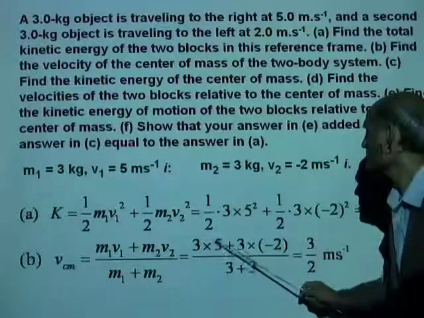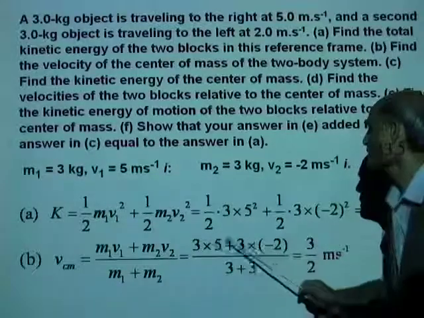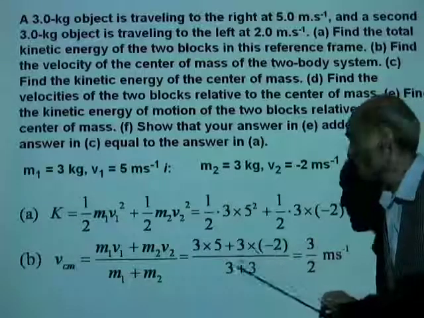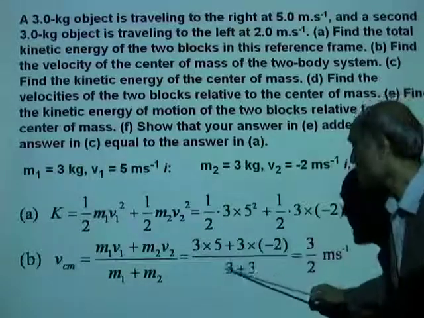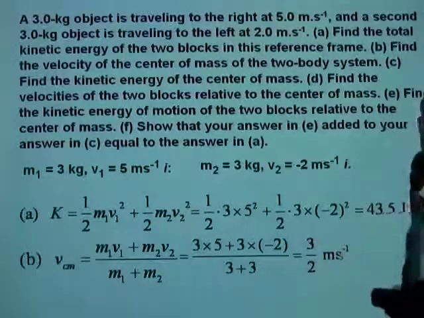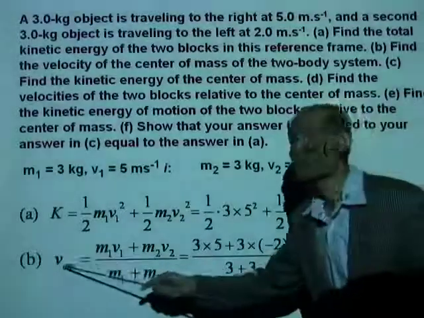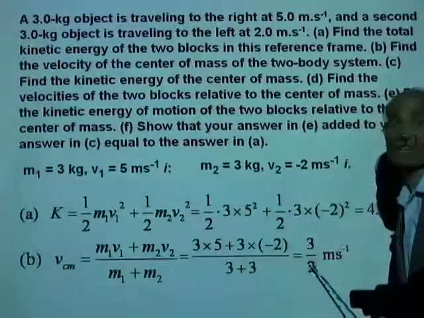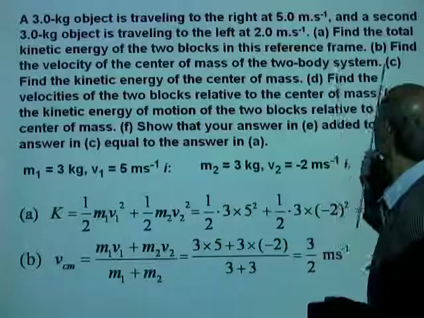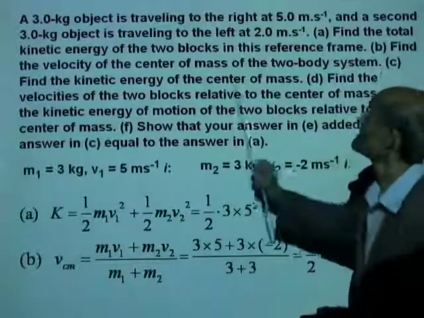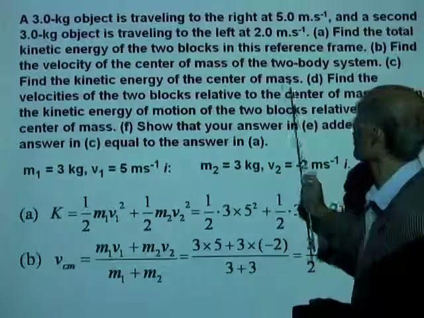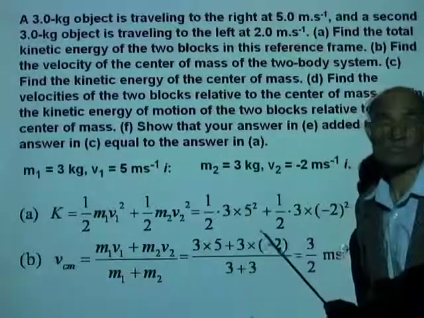That will be 15 minus 6. 15 minus 6 is 9. 9 divided by 6, which is 3/2 meter per second. The velocity of the center of mass is 3/2 meter per second. We answered part B. C, find the kinetic energy of the center of mass.